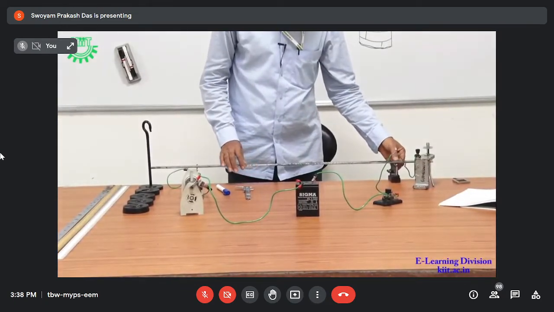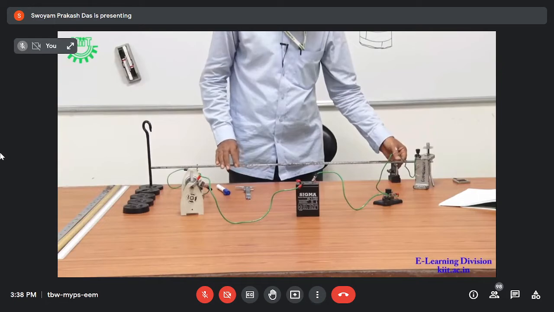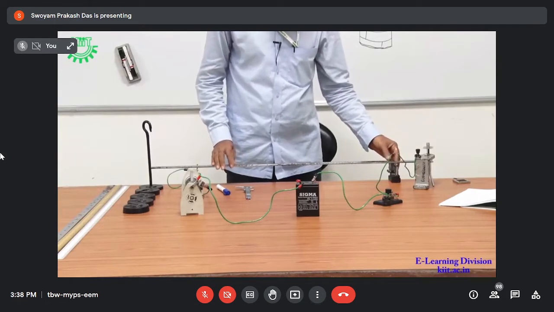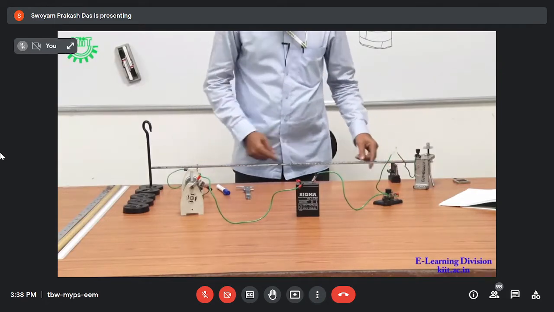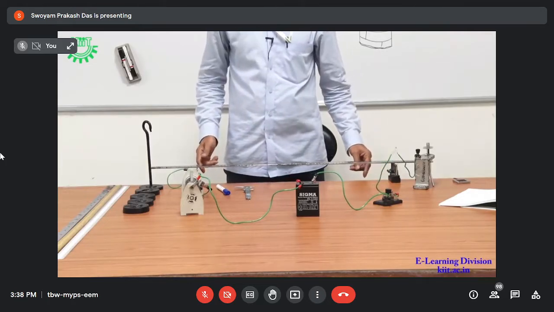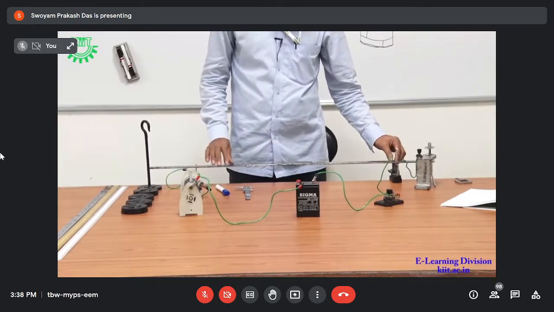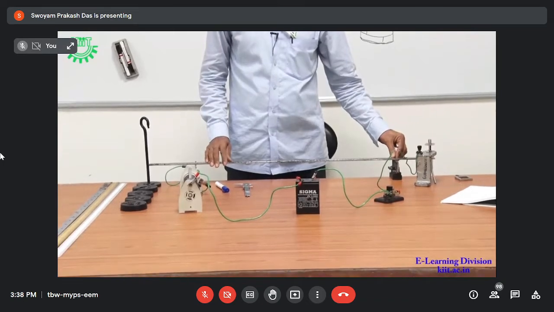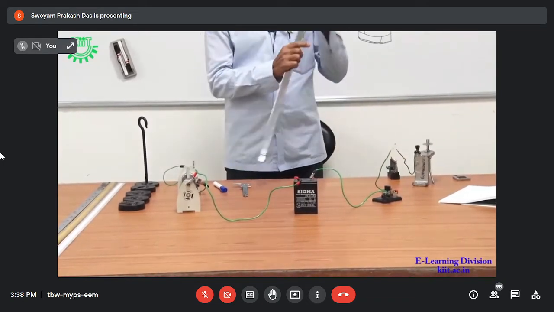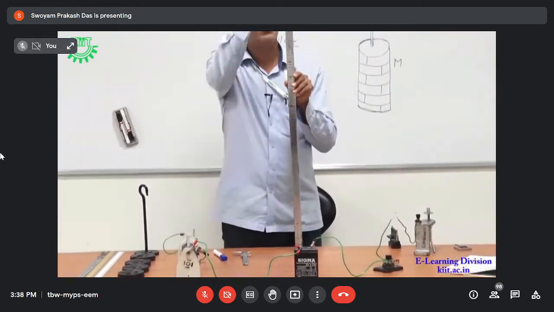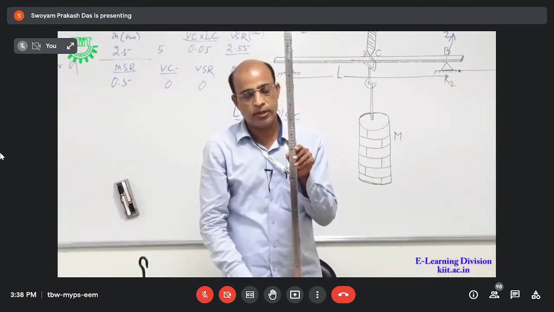Let us take the length that is 76. In between these knife edges, we can take any desired length, whatever is given to us. Suppose we take 76. So the entire length of the beam is 100 centimeter.